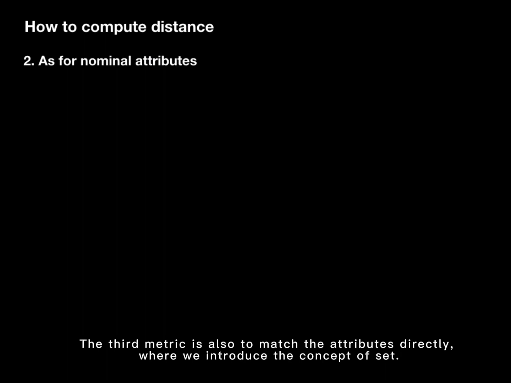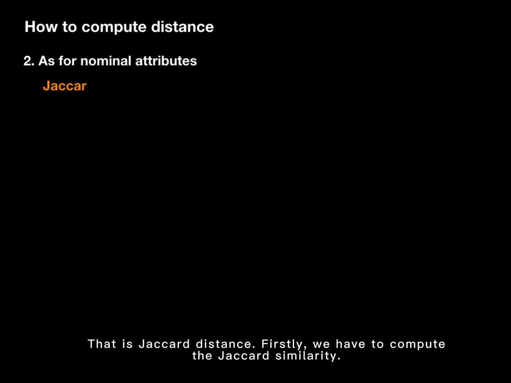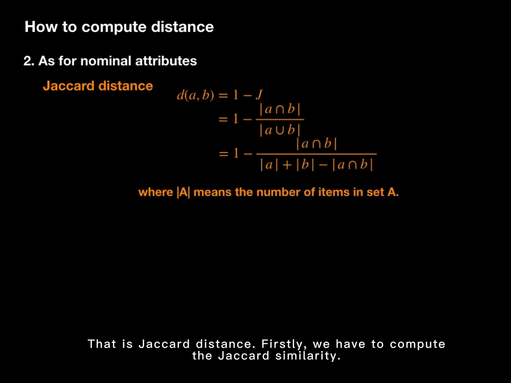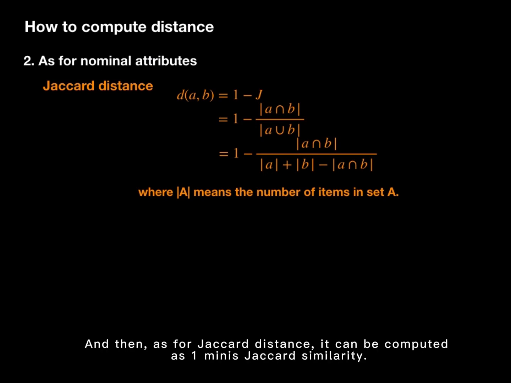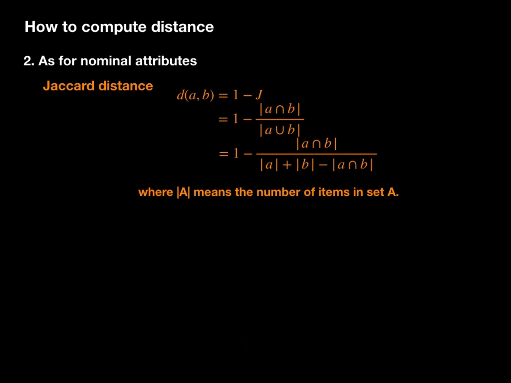The third metric is also to match the attributes directly, and it is where we introduce the concept of a set, that is Jaccard distance. Firstly, we have to compute the Jaccard similarity. It is computed by the intersection of two sets divided by their union. And then, as for Jaccard distance, it can be computed as 1 minus the Jaccard similarity.